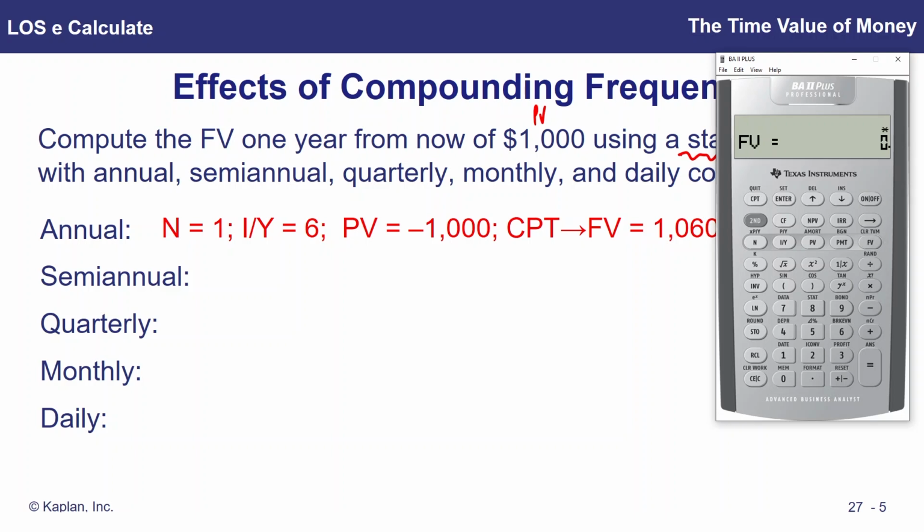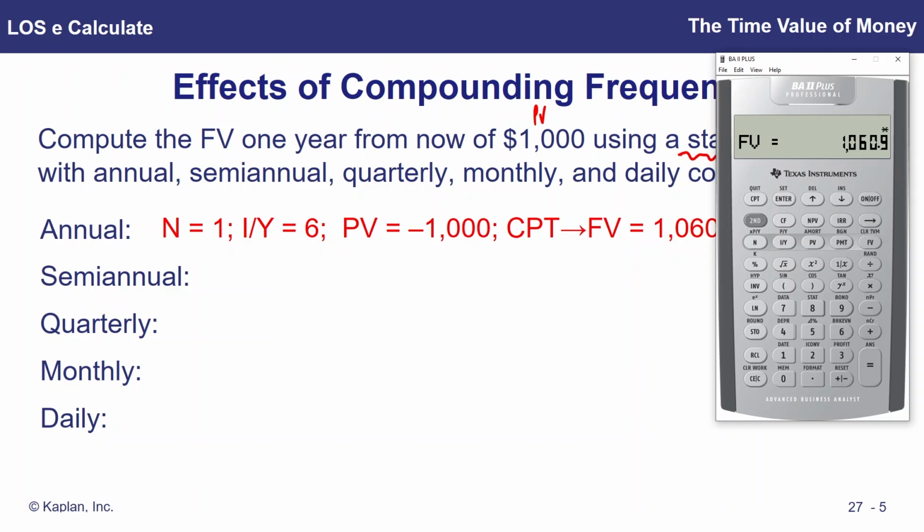Oh, I managed to accidentally clear it. Okay, let me do it again. So 2 is N, 3 is IY, 1,000 negative is PV, compute future value. There you go, 1,060.9. It's 90 cents bigger because we've earned interest on interest over that second lot of 6 months.